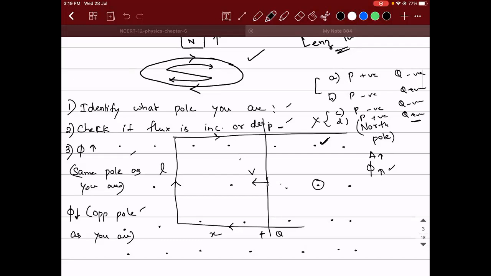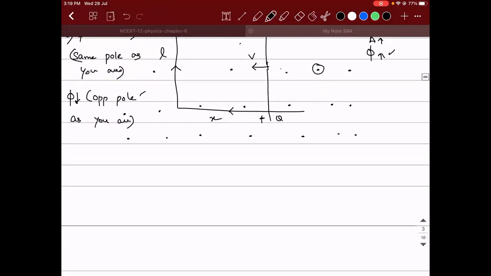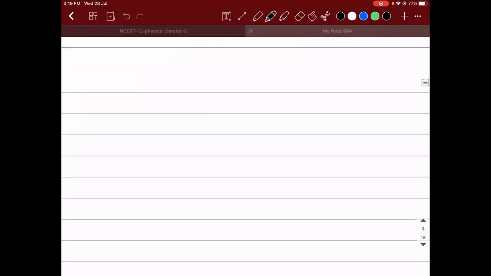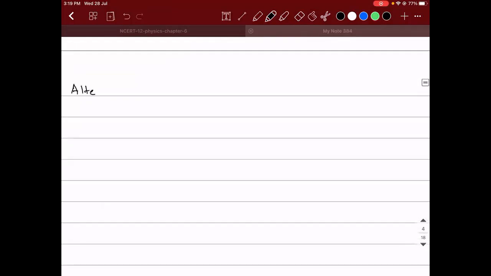So there are 4 permutations and combinations possible, depending on what all the things are, whether the field is into the plane or out of the plane. Anyways, what I'm going to do is give you a different logic to find the polarities. This is actually easier according to me. See if you guys can apply this also. An alternate way to find polarities of the ends of conductor.